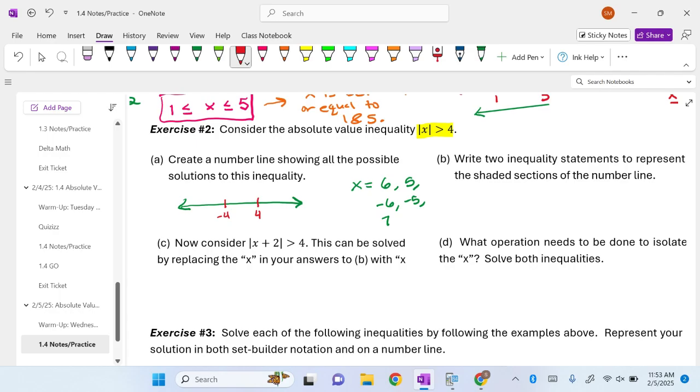So I'm then going to plot the other numbers that I had. So we had -5, -6, 5, 6, and 7.